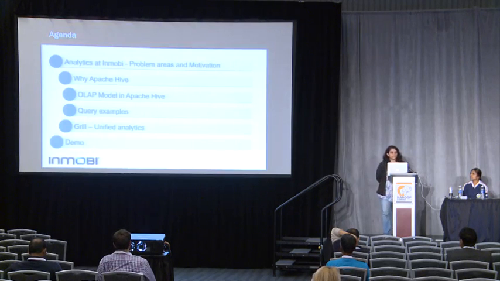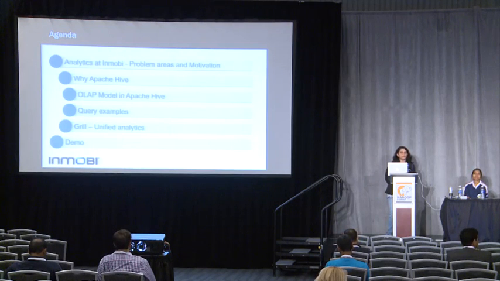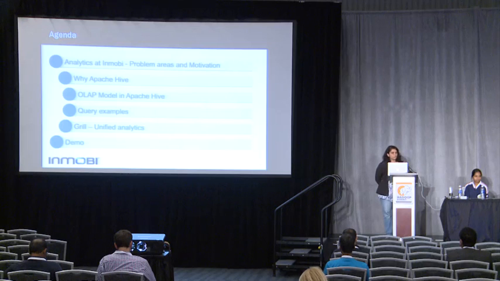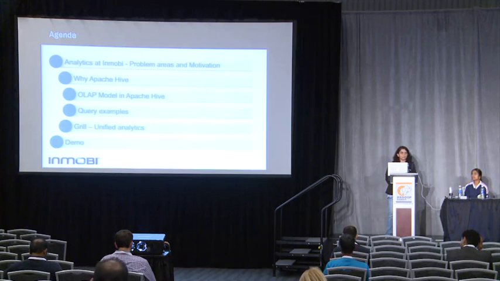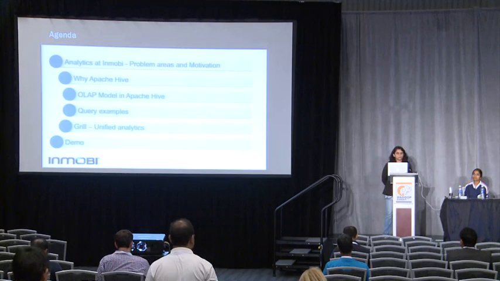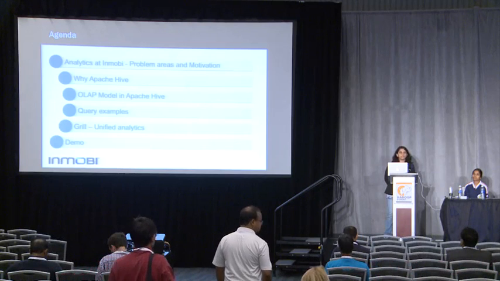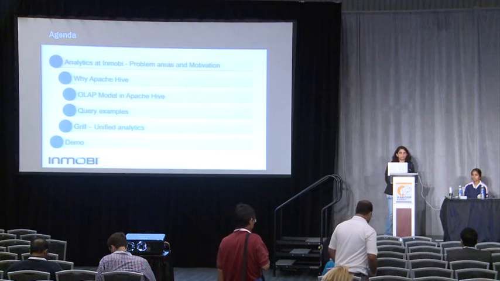So coming to the agenda for today, we'll be talking about the current state of analytics at InMobi, and the problem areas with the current state which motivated us to implement Grill. We'll be talking about why we chose Apache Hive as the SQL interface for Grill and what are the current features that are missing in Hive, one of which is OLAP querying capabilities, which we added as part of this effort, followed by a few query examples with querying OLAP cubes. Then we'll be drilling down into the Grill architecture, followed by a demo.